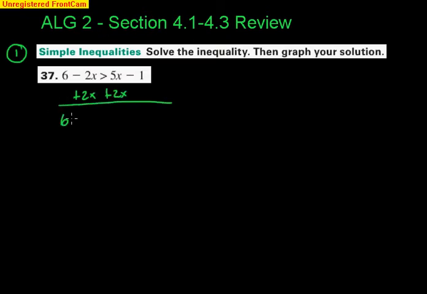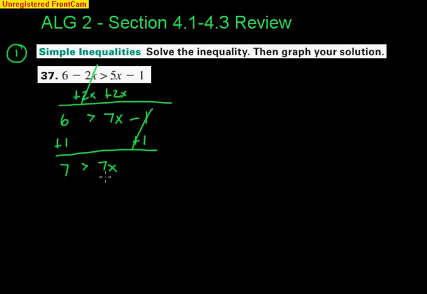So the 6 drops down. The 2x's cancel on the left side. Greater than stays the same. 5x plus 2x is 7x, I'm sorry. And then minus 1 comes down. Now I'm going to add 1 to both sides. So that'll give me 7 on the left here is greater than 7x on the right, and the 1's cancel.